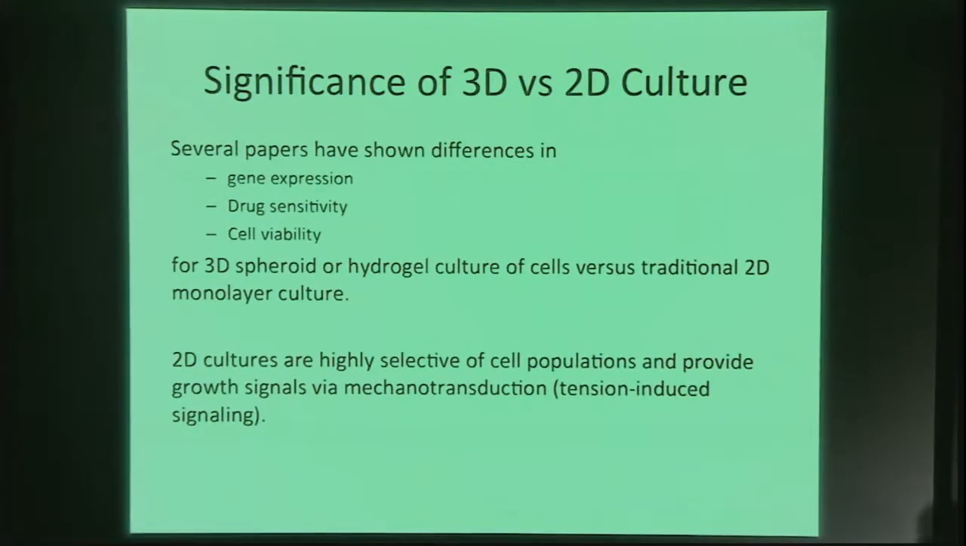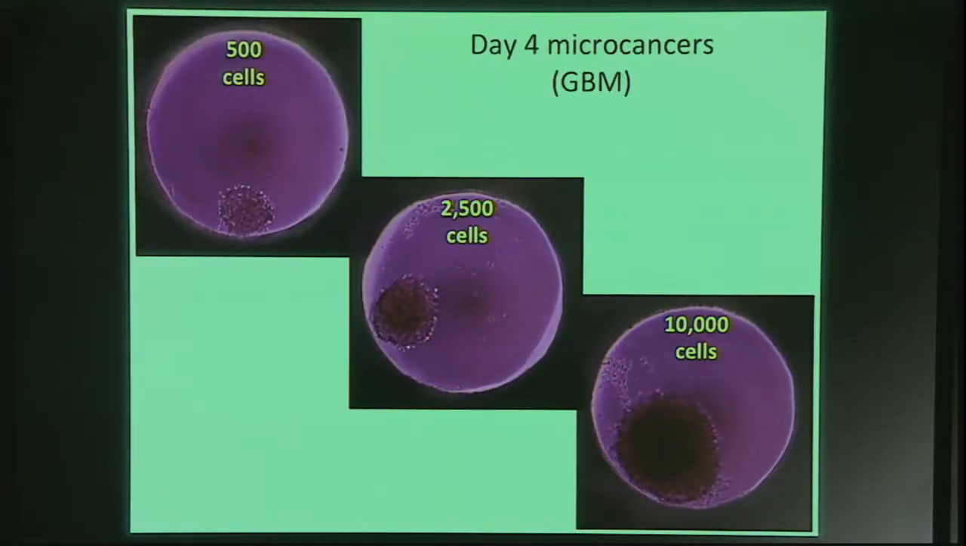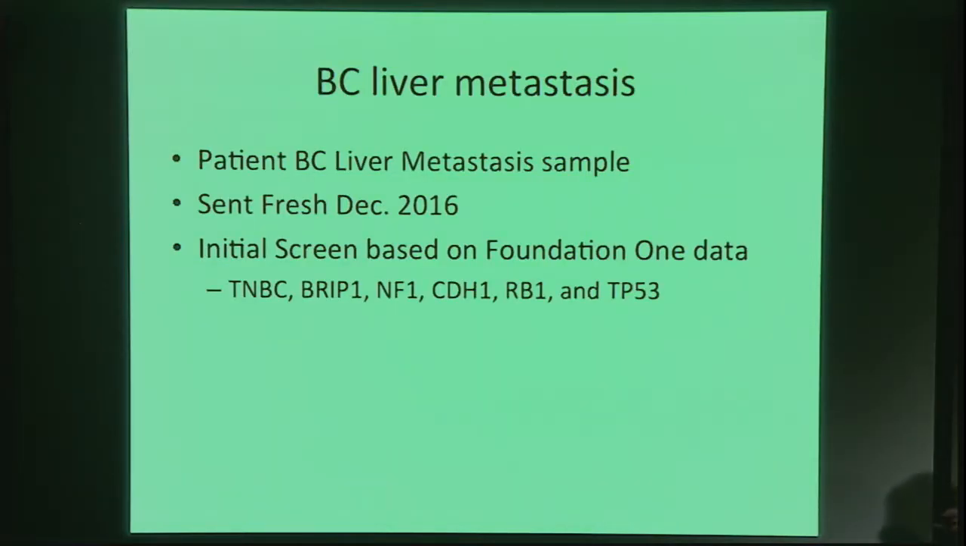And definitely there are a lot of advantages over 2D cultures with the cell lines. A lot of people have shown that gene expression, drug sensitivity, a lot of things are different between 2D cultures and 3D cultures. So this is how a day 4 micro-cancer looks in that well. This is starting from 500 cells, 2,500 cells, and 10,000 cells. The person who does that is another Greek, actually. His name is Panos Anastasiades. He's down in Florida, and he's a guy who understands cell-cell interactions. So he was the perfect person to figure out what the right media are to do this.